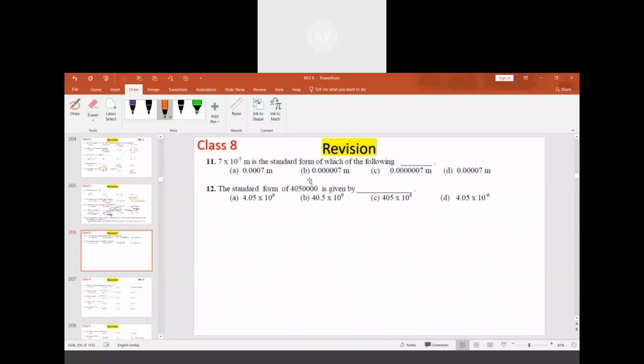7 into 10 to the power of minus 5 meter in standard form is 0.407, option D. The standard form of this is 4.05, option A. It's easy.